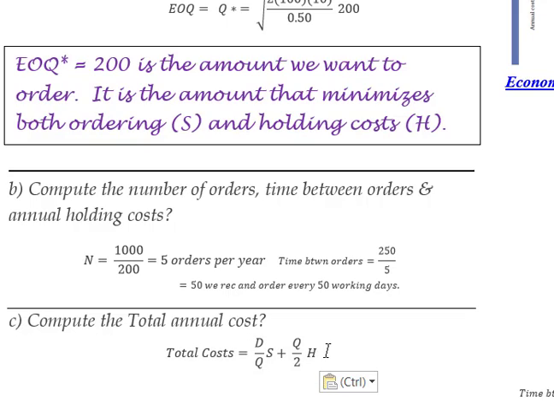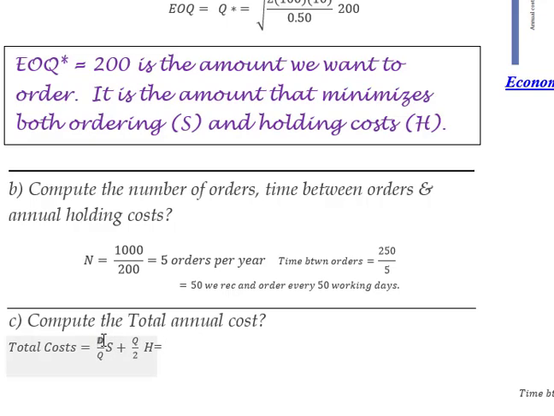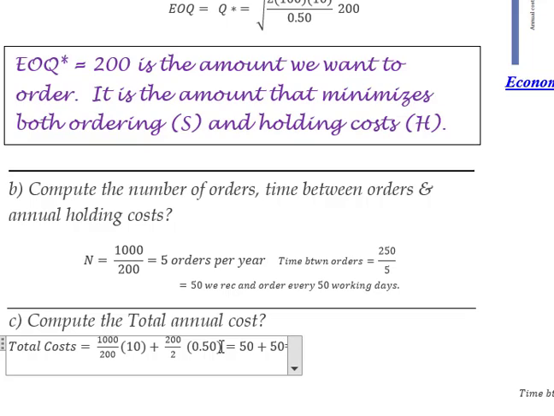So let's go ahead then and type that out. Our demand is 1,000. We're going to divide that by 200. That's our economic order quantity. And we're multiplying by 10. And then over here we've got Q, which is 200, divided by 2. It stays the same. And we're going to multiply that by H, which is 50 cents. And this is going to give us 50 plus 50, which is going to equal 100. So our total cost per year, without consideration of price, is going to be $100, and it's going to essentially be $100 for ordering and holding costs.